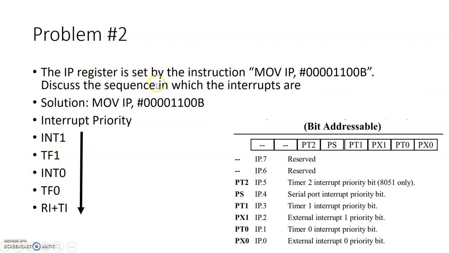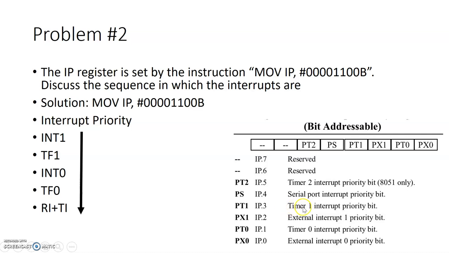Let's take another problem. The IP register is set by the instruction MOV IP, # this value. This is in binary. Discuss the sequence in which the interrupts are serviced. If this value is moved to IP, we are making the third and fourth bits equal to 1. So external interrupt 1 and timer 1, we are giving the same priority to them. If we give the same priority to them, then what will happen?